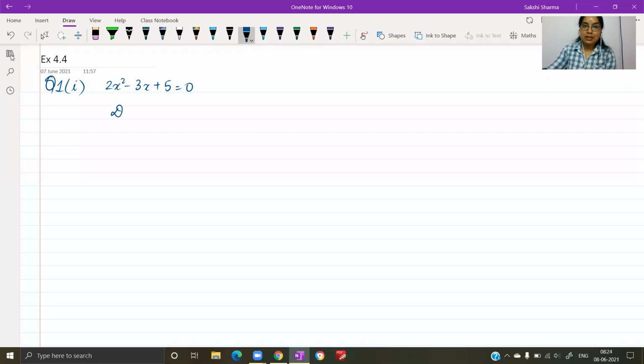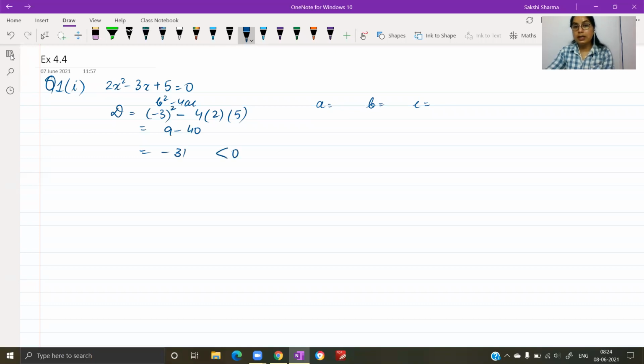Find out the discriminant. You can write down the values for the coefficients and then apply the formula b square minus 4ac, or you can directly write down the value of the discriminant. We have the discriminant negative here, so there will be no real roots, and we can proceed to the next one.